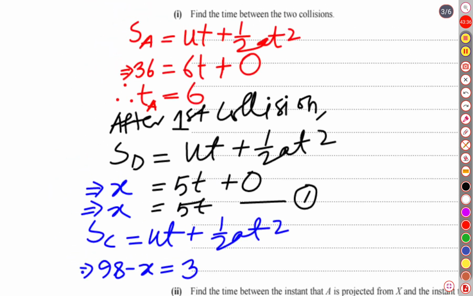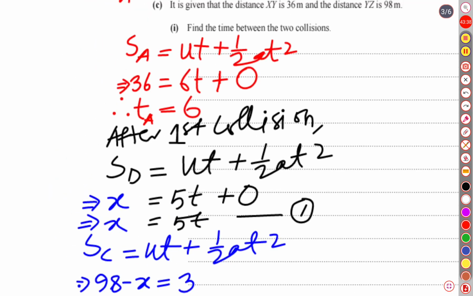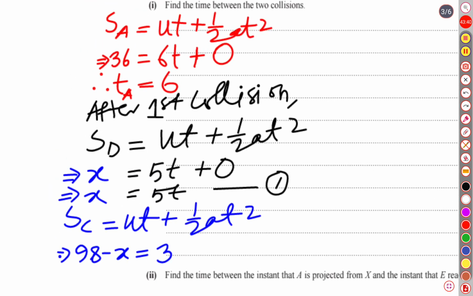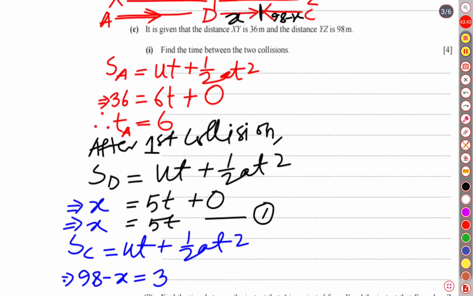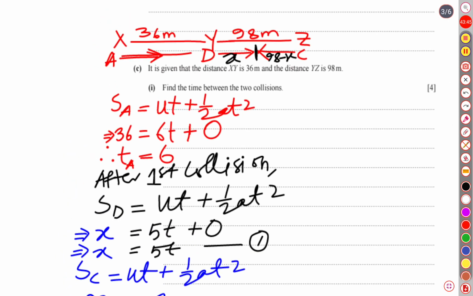If we look at the scenario, A collided with B after 6 seconds. After 6 seconds, A reached up to D. Look at this. So it has taken 6 seconds. After 6 seconds, D started its journey. But what about C? Since the first moment, A and C were projected at the same instant towards D. So what happened?